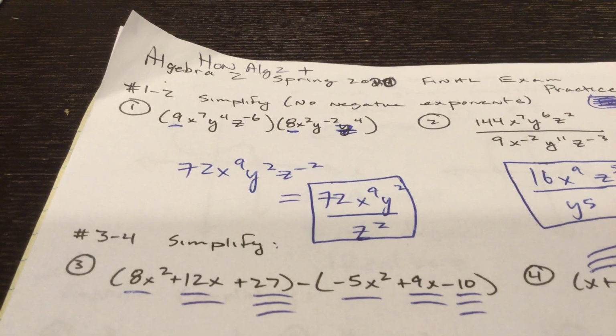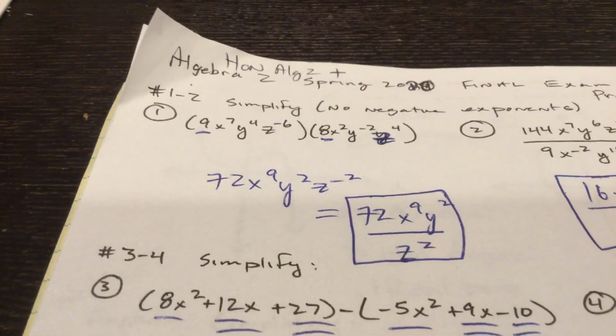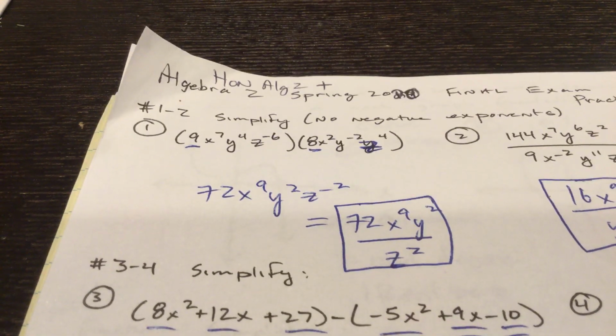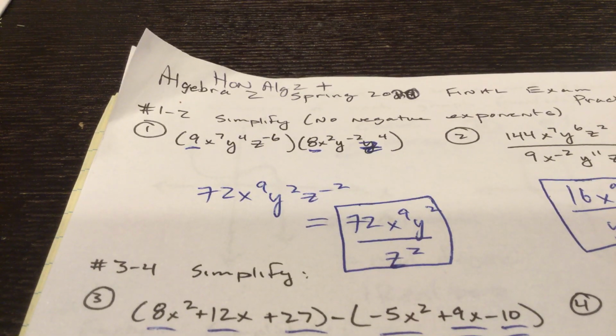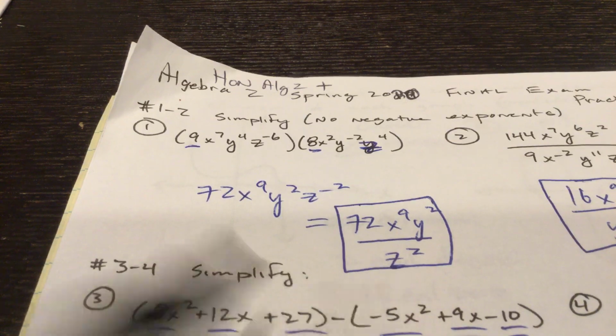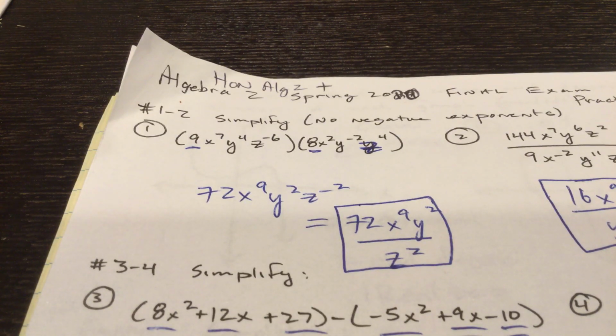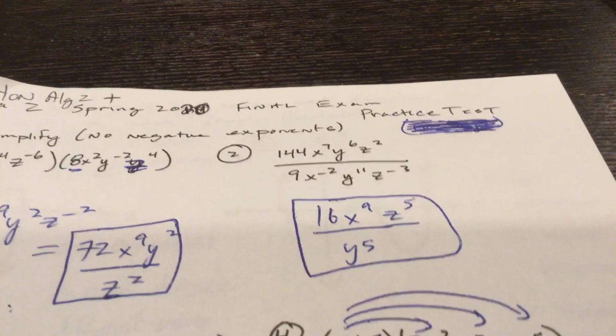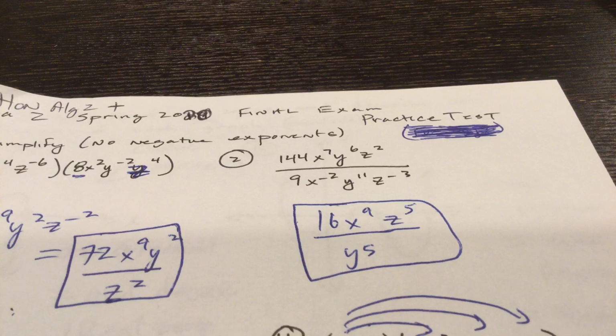Number 1 through 2, 1 and 2, simplify, no negative exponents. There is the question right there, and then you just multiply, add the exponents. Negative exponent means it moves on south. Again, this is all a review over the second semester, so I'll go through this relatively quickly. Divide. 144 divided by 9 is 16. 9 more x's up top, 5 more y's down below, 7 more z's up top.